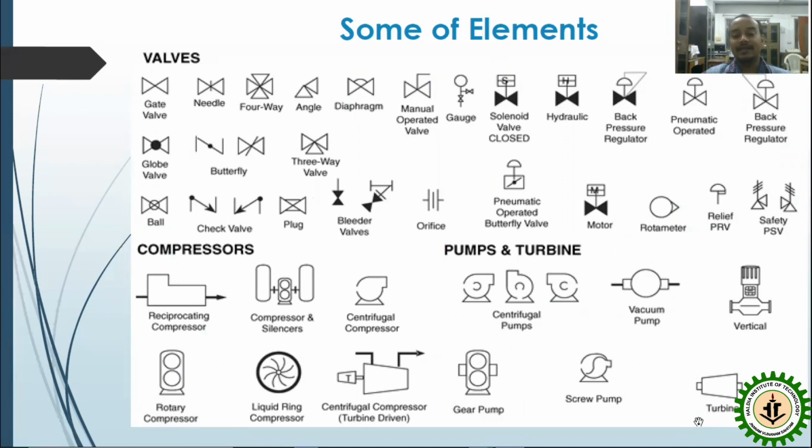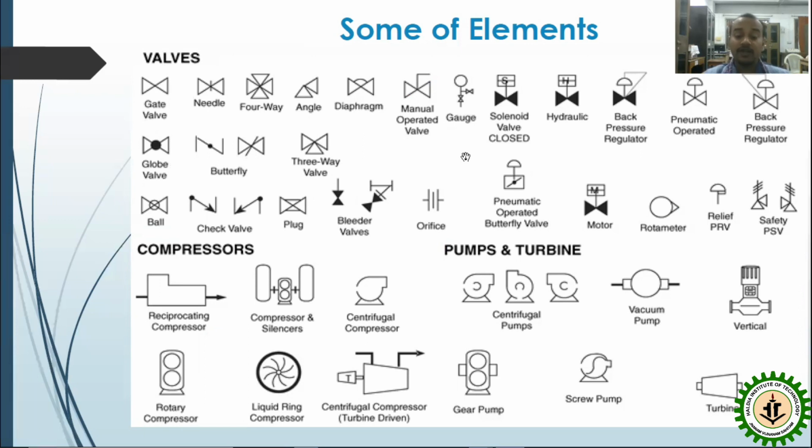Now, a very important discussion of this particular part of the P&ID is that we are giving you an idea about some of the elements and how they can be represented symbolically. So here, as I already mentioned to you, there are different types of valves in practical industries. If it is a gate valve, a needle, a four-way, angle, diaphragm, or manual operated valve, different types of valves are represented in a different way. If it is a globe valve, a butterfly, a three-way valve, so different valves are represented in different symbolic representations standardized by ANSI and ISA.